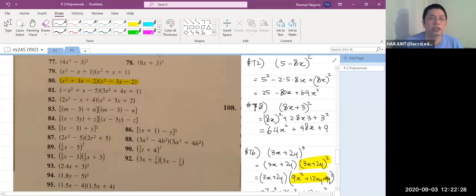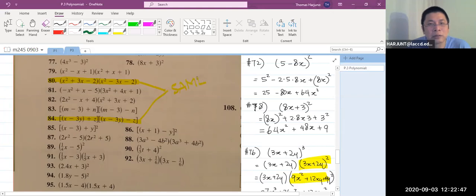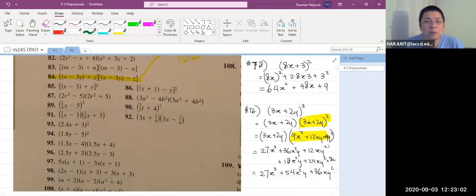The thing is, strangely, they actually mentioned this number 80 first, while the idea they did was actually the same, very similar idea to what they did in number 84. Okay, very similar idea. Now, then can you do number, let's say number 86? Can you try number 86?